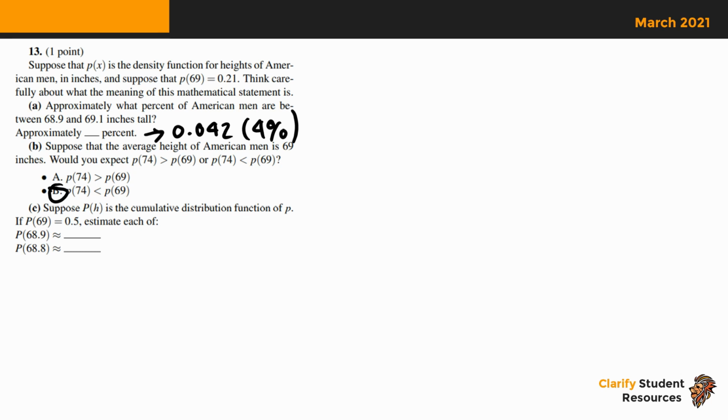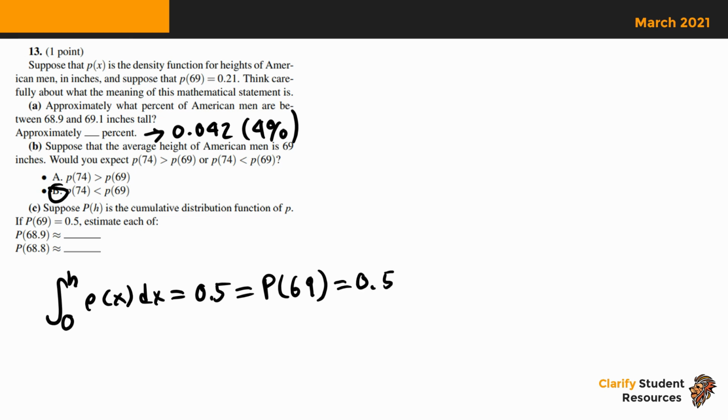Okay, so for part C, if it says that pH is a cumulative distribution of the function p, this basically means that the area is going to be equal to 0.5. So if we integrate from 0 to h for p of x dx, this is basically going to equal 0.5. Another way of saying that is that the big P of 69 is going to equal 0.5. Sorry, in this case, h is equal to 69.